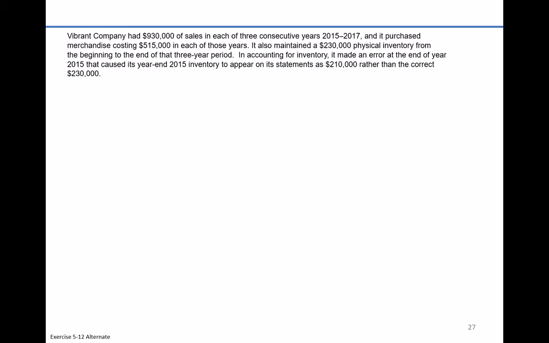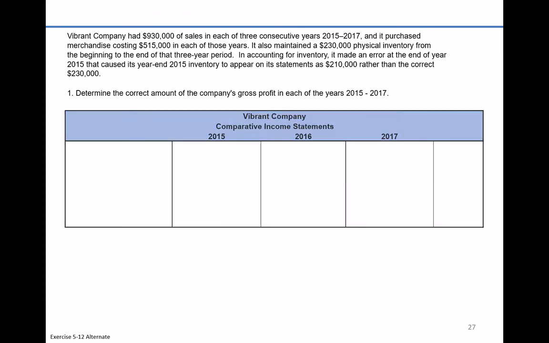So this problem is going to take a look at what happens when the ending inventory balance is understated. Here it appears as 210 rather than what it should have been as 230. So first, let's determine the correct amount of the company's gross profit in each of the years. So we have our basic income statement. It's in comparative form. And we have sales, and the sales comes right up here from our beginning date at $930,000. And that's going to be our sales for each and every year. So let's just total those up for all 3. 930 plus 930 plus 930.